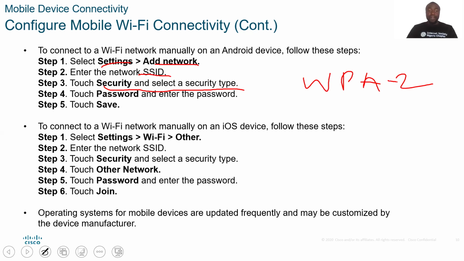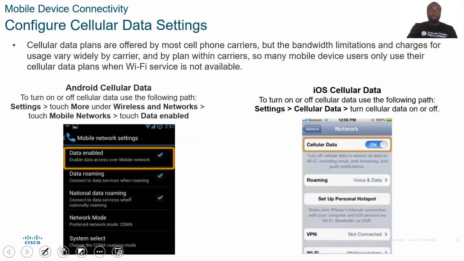To connect to Wi-Fi manually on an iOS device, follow similar steps. Go to settings, go to Wi-Fi and select other. Enter your SSID, then touch security and select your security, then touch other, enter the password, then click join. All right. So depending on your own device or your mobile device, you select the one that fits.